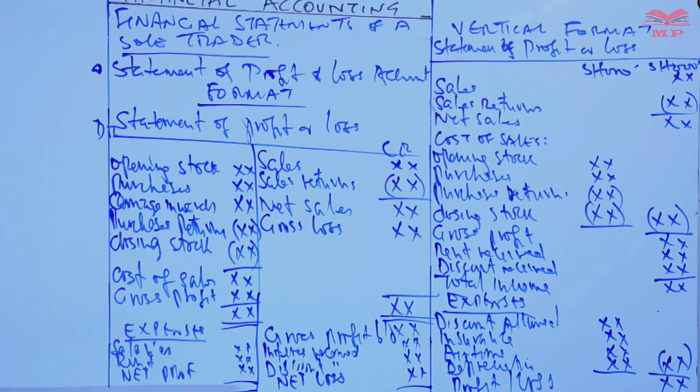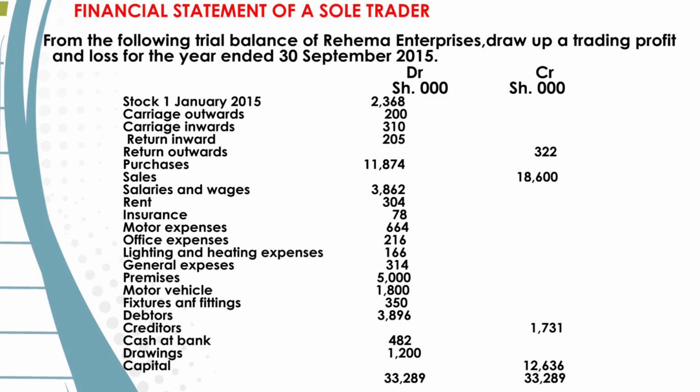Let's have a brief illustration. Let us illustrate with a question. From the following trial balance of Rehema Enterprises, draw up a trading profit and loss account for the year ended 30 September 2025.